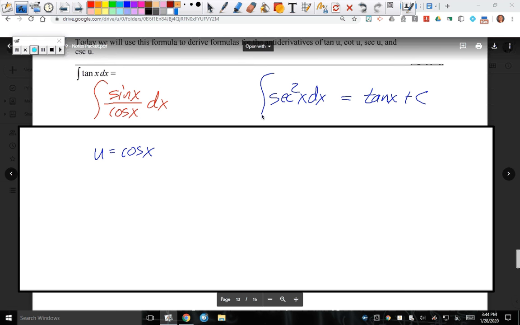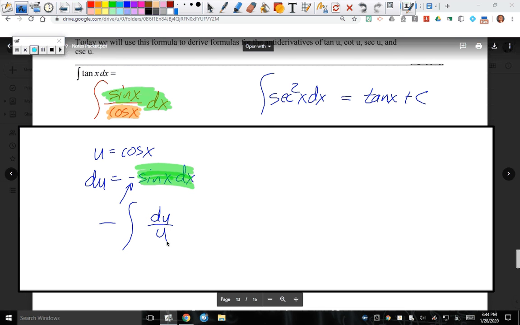Well, u substitution, du is negative sine of x dx. And up here, let's see how many pins I just knocked down with this u substitution. With this u assignment, you see that negative? Yeah. So it'll be negative integral du over u, which is the same as negative 1 over u du.